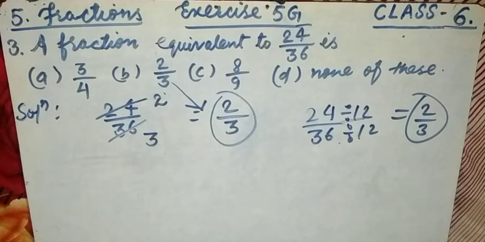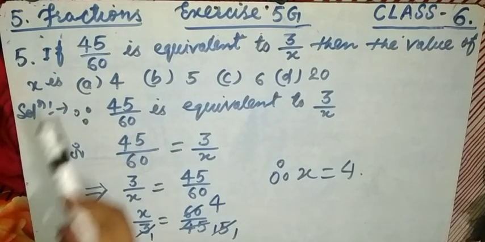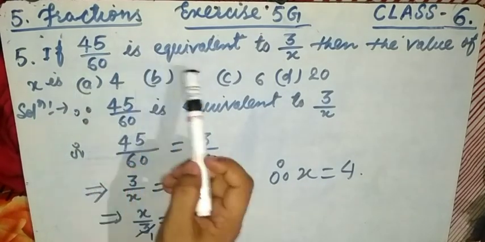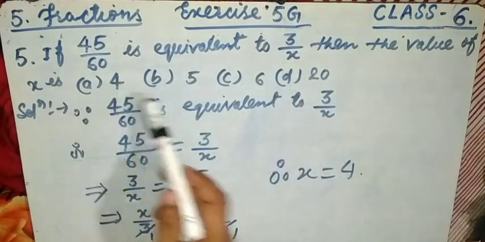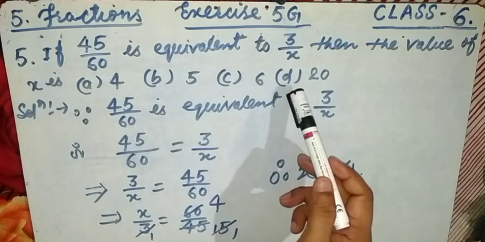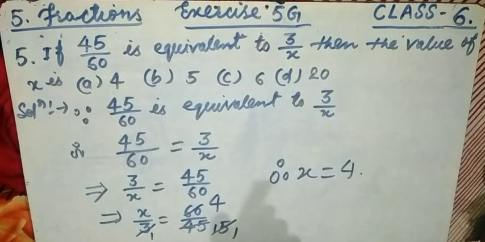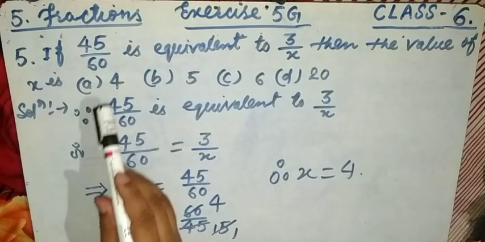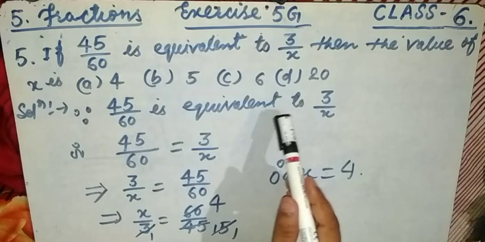Now next question. See, friends, question number 5 says, if 45 by 60 is equivalent to 3 by x, then the value of x is: a) 4, b) 5, c) 6 and d) 20. Means we have to choose the correct option. First, to understand the statement of the question, we have written 45 by 60 is equivalent to 3 by x.